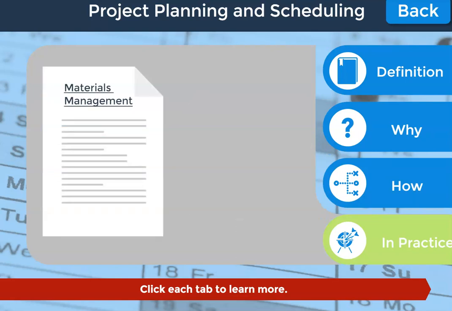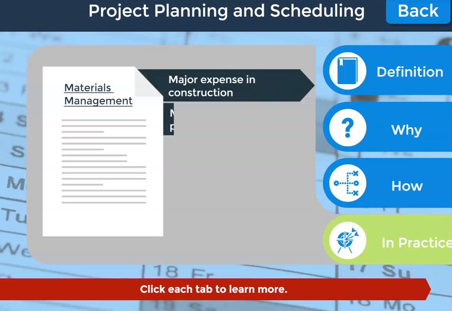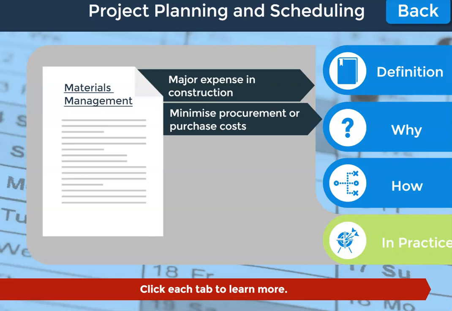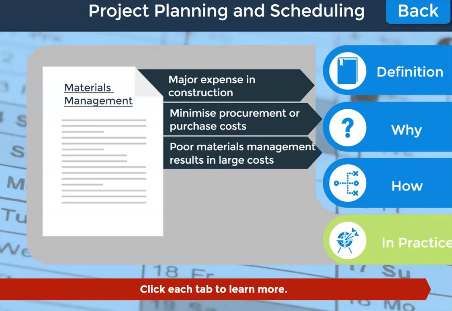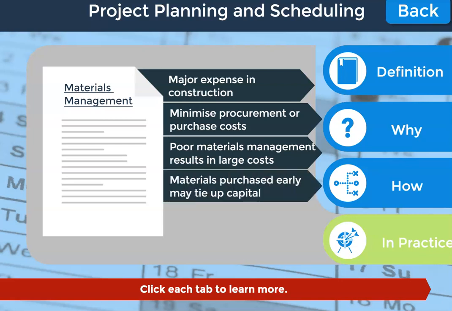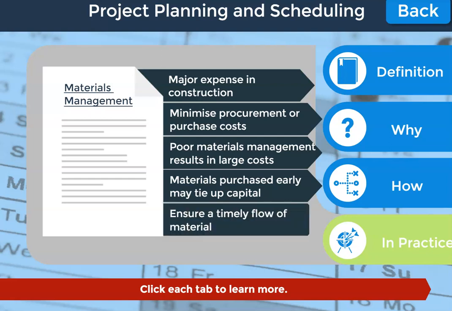Materials management is an important element in project planning and control. Materials represent a major expense in construction, so minimizing procurement or purchase costs presents important opportunities for reducing costs. Poor materials management can also result in large and avoidable costs during construction. First, if materials are purchased early, capital may be tied up and interest charges incurred on the excess inventory of materials. Ensuring a timely flow of material is an important concern of project managers.